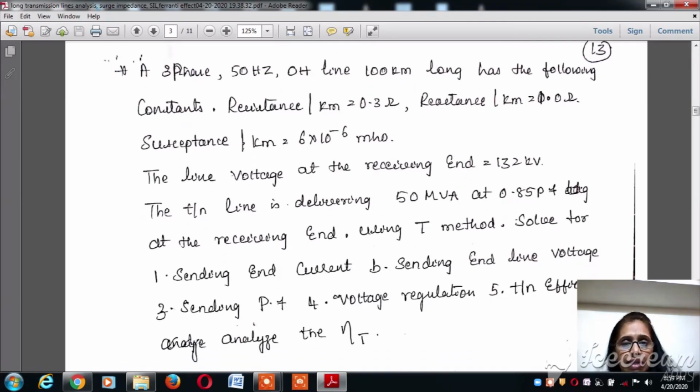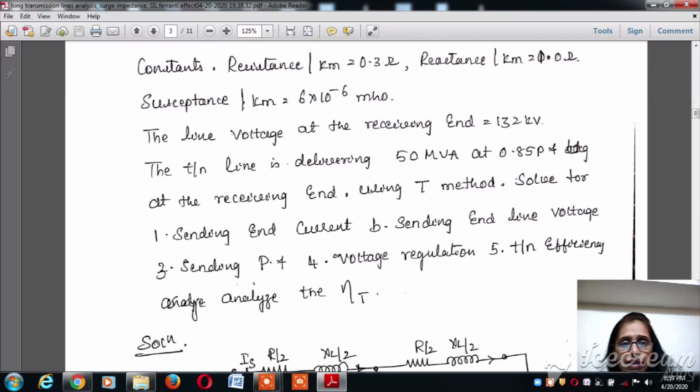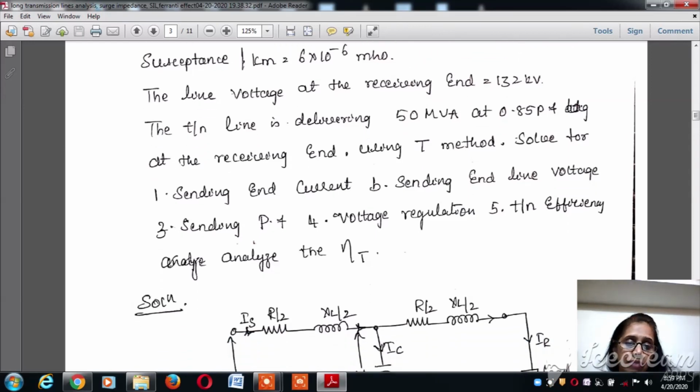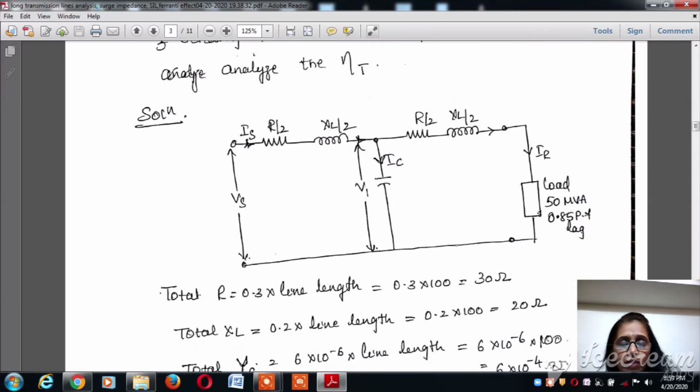Based on this, I have solved a problem here. A 3-phase 50 Hz overhead transmission line, 100 km long, has the following constants. Resistance is given, reactance is given, and line voltage at the receiving end is also given. The transmission line is delivering 50 MVA at 0.85 power factor at the receiving end. Using the T method, solve for sending end current, sending end line voltage, sending power factor, voltage regulation, and transmission efficiency, and analyze the percent efficiency of the transmission. So for the nominal T method, we can write the equivalent diagram: R divided by 2, XL by 2, IC, that is the current flowing through the capacitor.